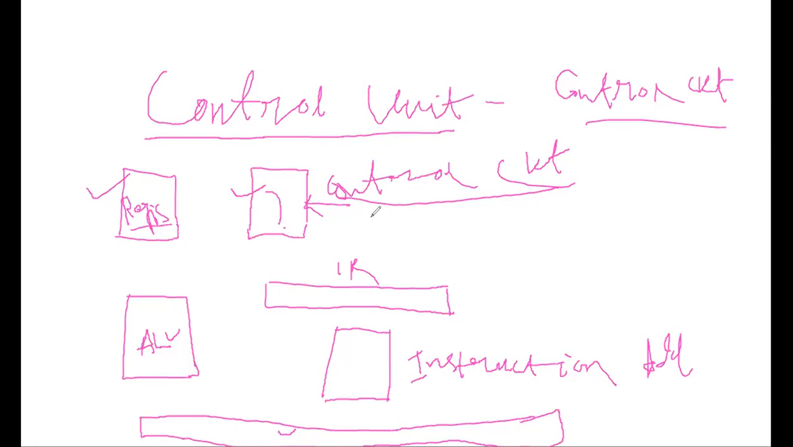Are you able to see the whiteboard? Is it visible to you? Whiteboard? I think I have shared it.